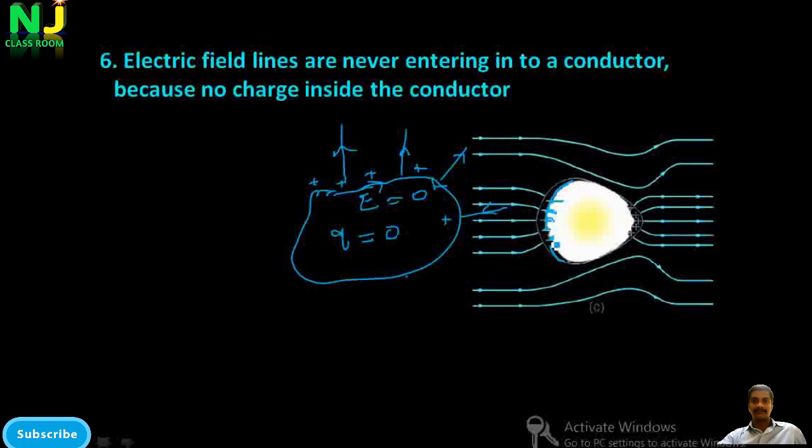See here, this is the negative charge situated on the surface of the conductor. Here, positive charges are situated on the surface of the conductor. From the positive charge, lines start away. From the negative charge, lines come towards the conductor. But inside, we have not represented any because the charge inside the conductor is equal to 0.